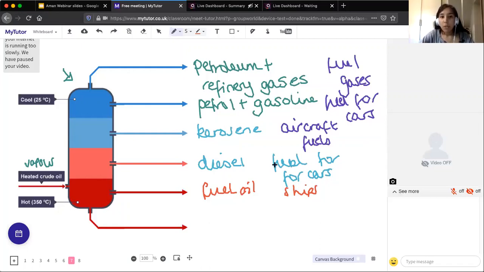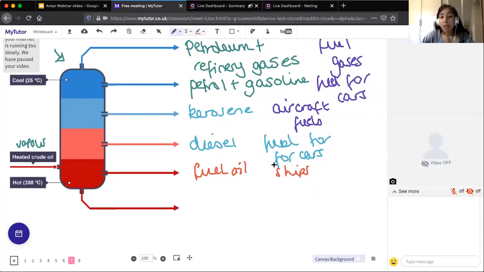And then the final one, this is when it does become kind of a very thick sludge. And we're thinking about roads. So does anyone know what we use to surface roads? Not tar, on the right track though. So it's called bitumen. So bitumen is the last one, and it's used for road surfacing and also for roofs.